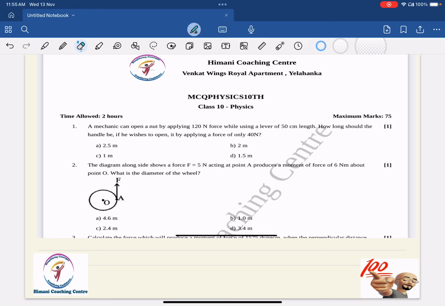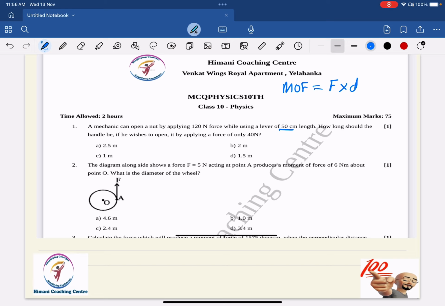It says a mechanic can open a nut by applying 120 Newton force while using a lever of 50 centimeter length. How long should the handle be if he wishes to open it by applying a force of only 40 Newton? So understand, if we have done the concept, then we know moment of force is what? It is force times perpendicular distance of the pivot from the direction of force.